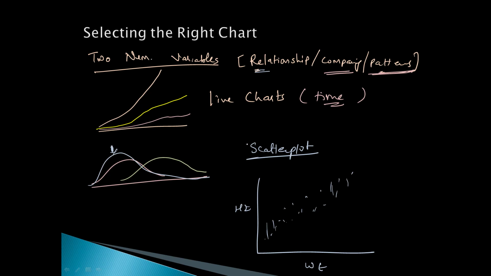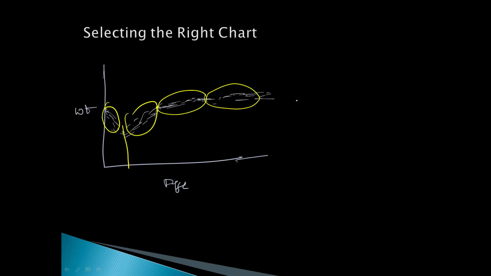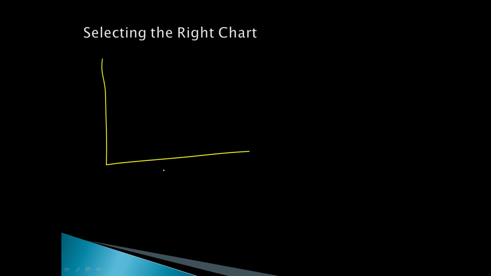There are so many things to talk about on how to read a scatter plot. We can have a linear or non-linear pattern, we can have a monotonic relationship, and we can have different types of correlation measures. All those things you need to read about. But if you are just selecting the right chart for two numerical variables to look at the relationship, a scatter plot is the right chart.